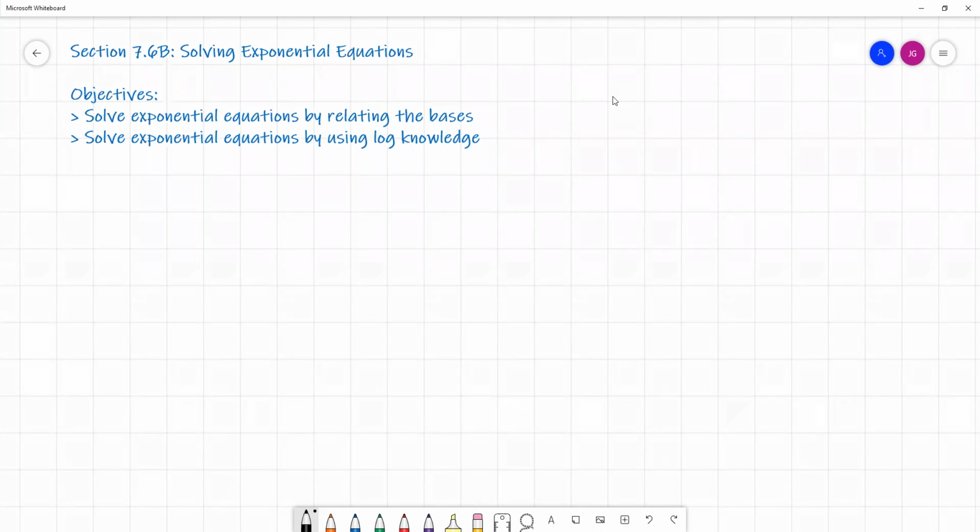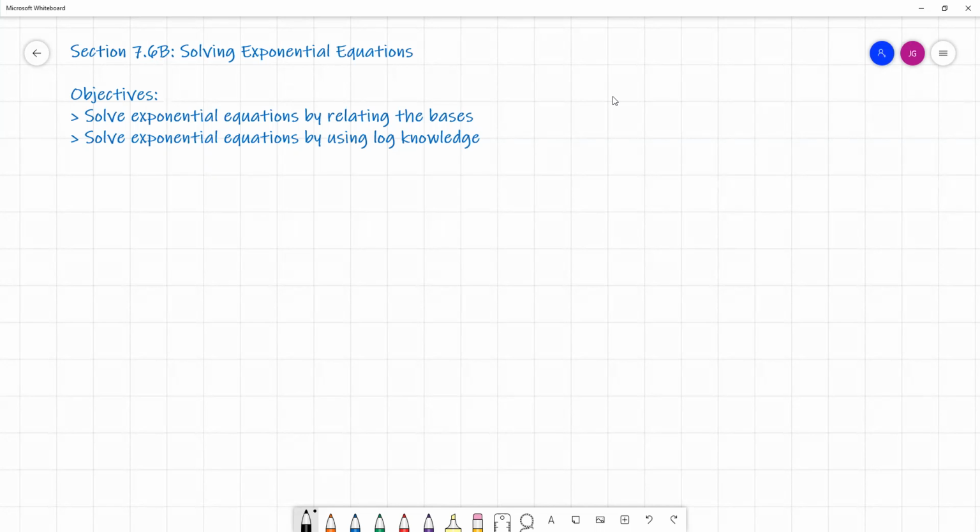So we're solving exponential equations here, and that's pretty much our objective, to solve exponential equations either by relating the bases, we'll talk about what that means in a little bit, that's one of our methods, or by using our previous log knowledge that we've acquired from 7.4 and 7.5, okay?